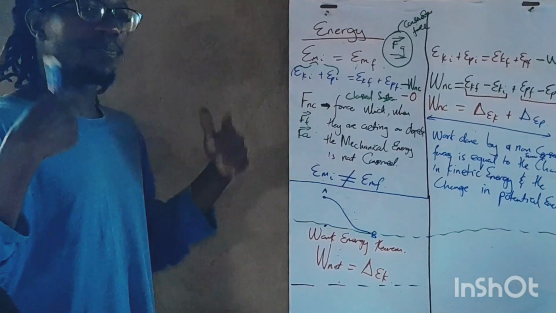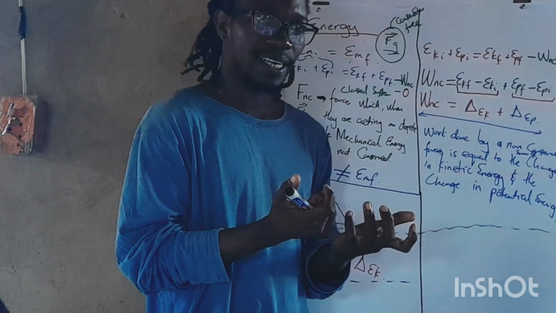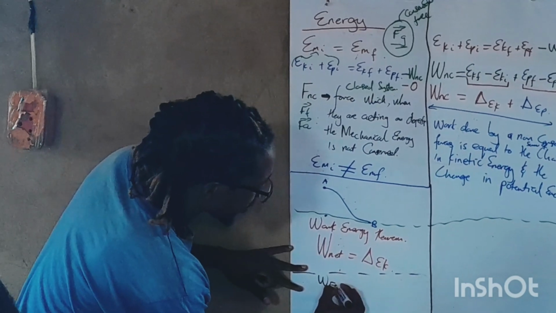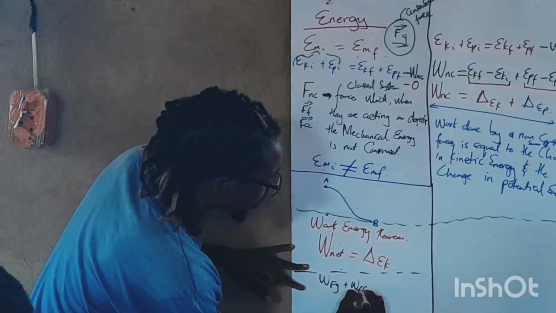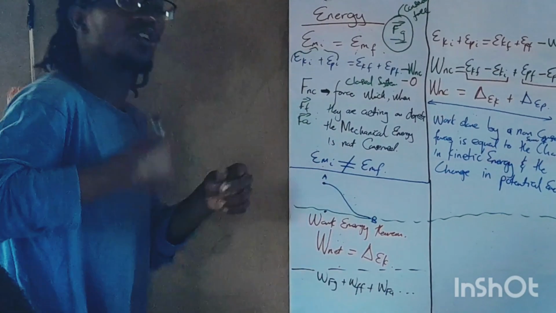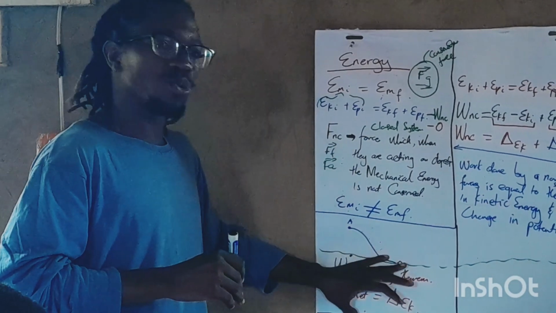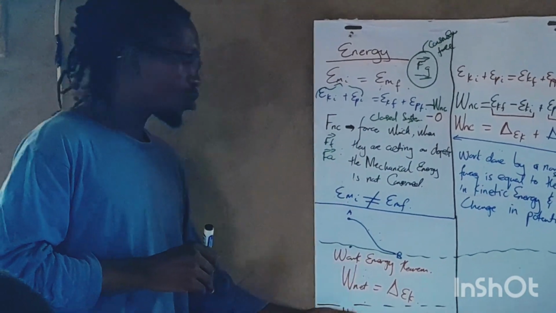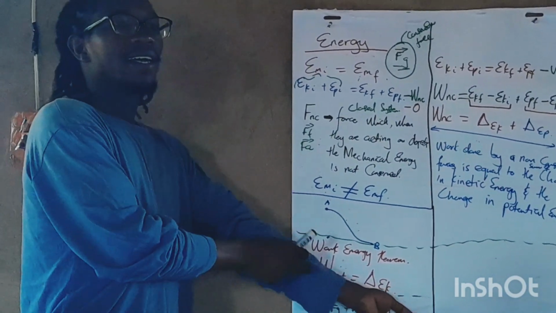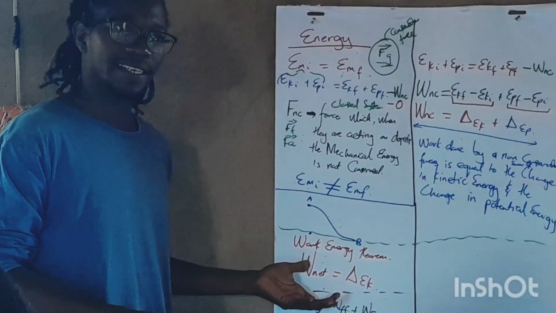What do we mean by work net? We mean the work done by all forces. So here we are adding the work done by Fg, plus the work done by frictional force, plus the work done by force applied, and so on, depending on how many forces we have. We are not excluding any force. So the work done by all the forces is equal to the change in the object's kinetic energy.